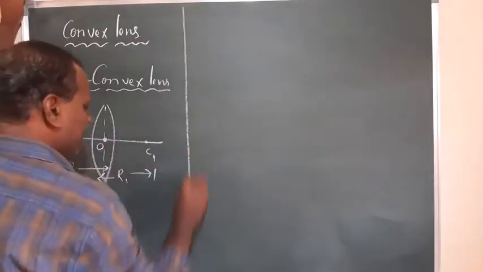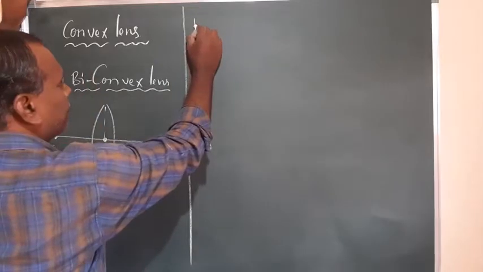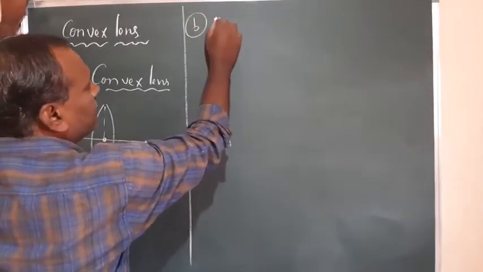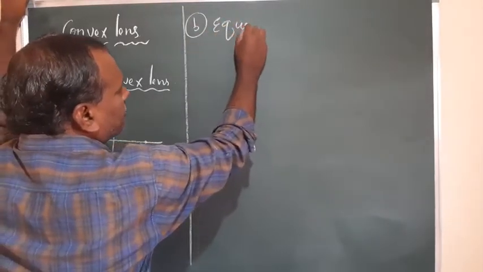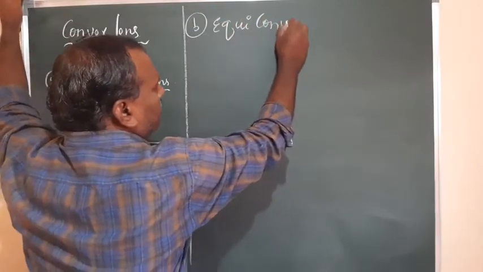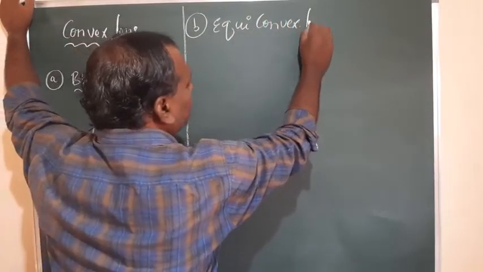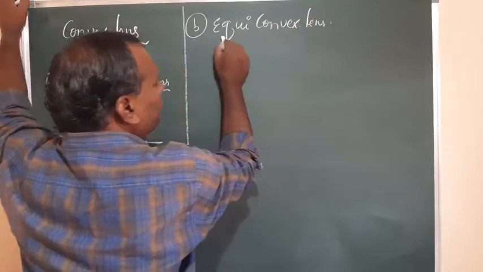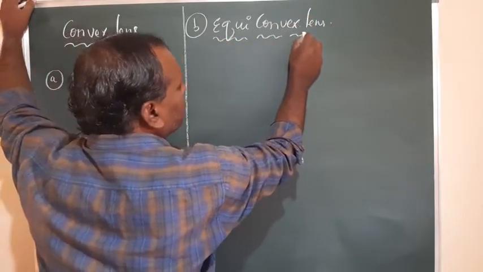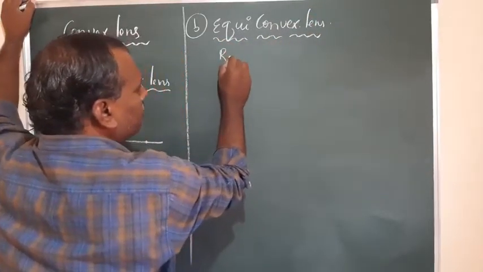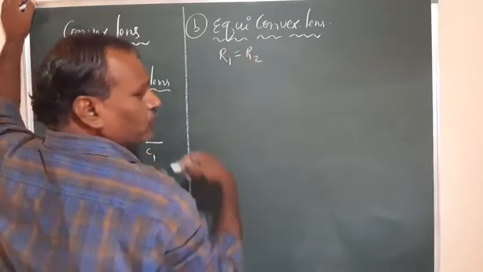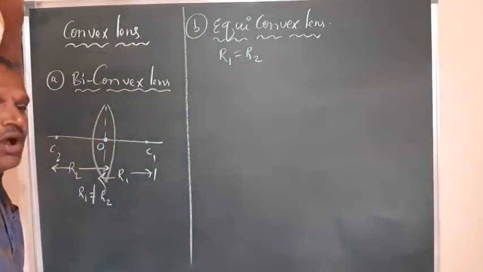And another one is there. We can call the second one equiconvex lens. That means for equiconvex, the radii of curvature are the same. That means here it can be observed R1 is equal to R2.